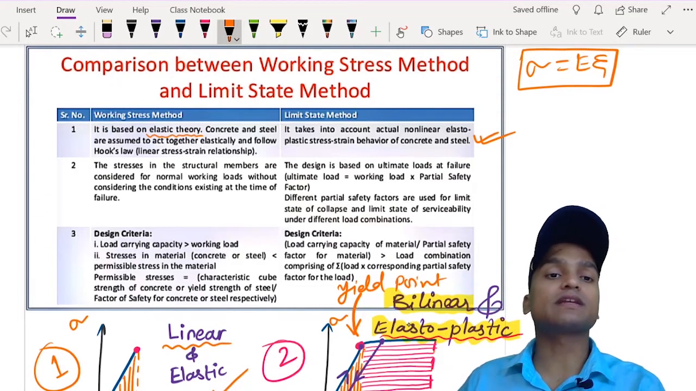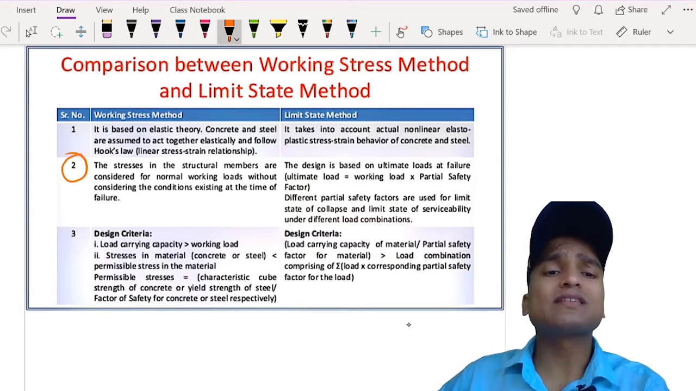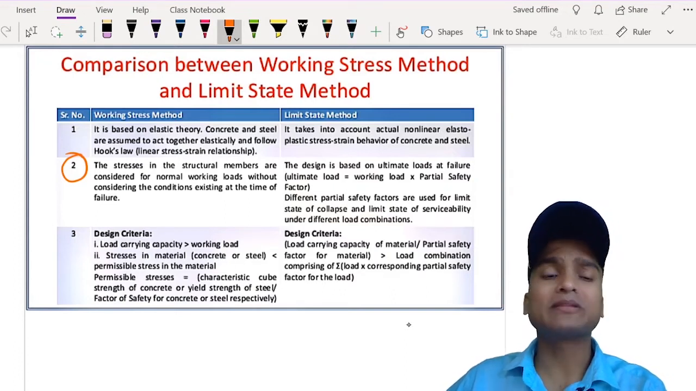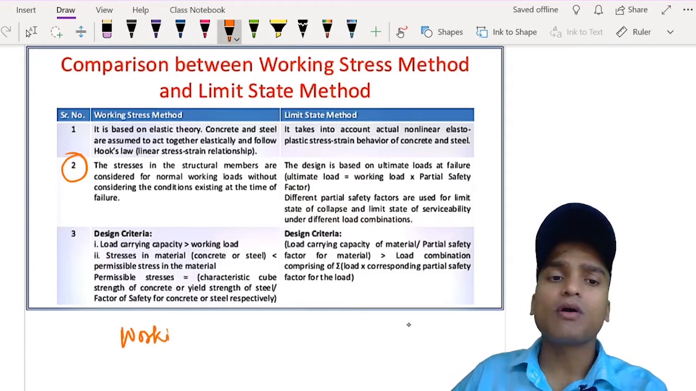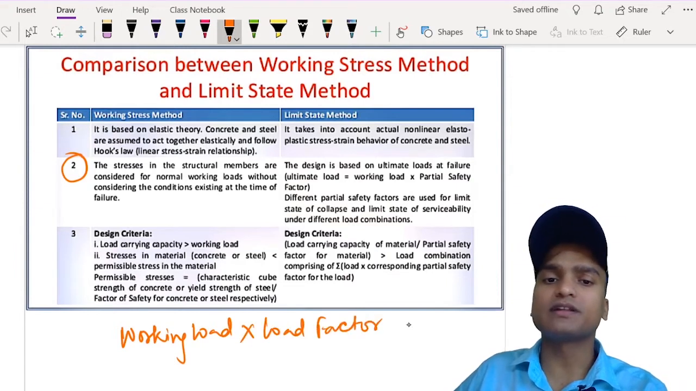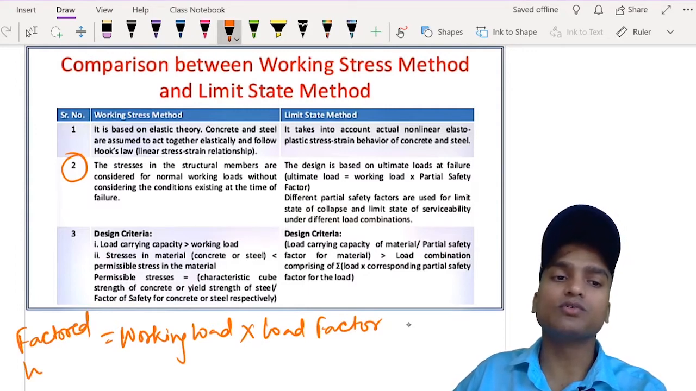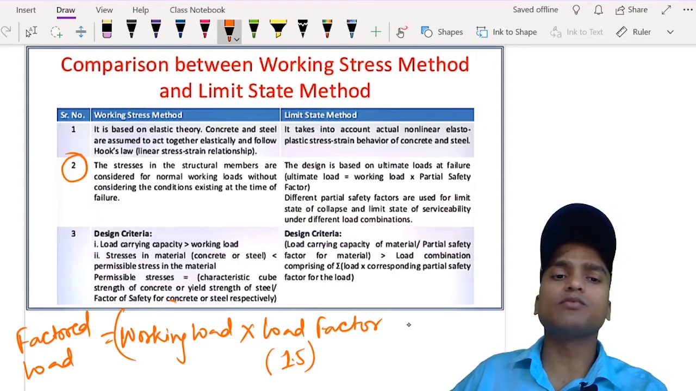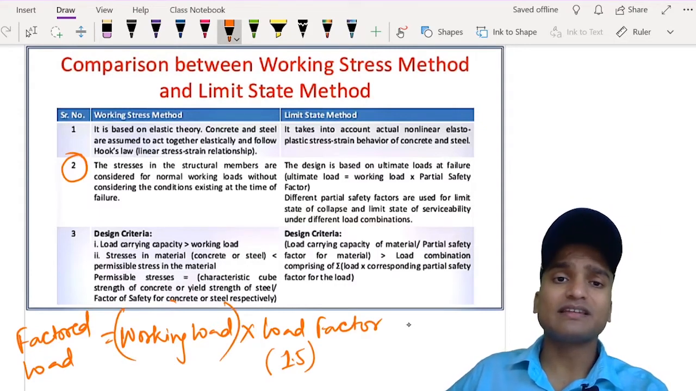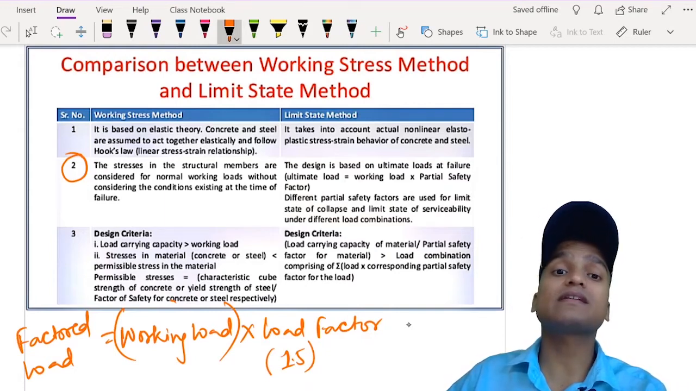So let us come to the second point, which is very easy to understand. It says that stresses in the structural members are considered for normal working loads without considering the conditions existing at the time of failure. और वर्किंग लोड दे दी जाती है और आप उसमें क्या करते हैं? लोड फैक्टर से मल्टीप्लाई करते हैं। लोड फैक्टर जनरली 1.5 होता है और आप डिज़ाइन करते हो WSM में फॉर द फैक्टर्ड लोड, है कि नहीं। So we design in WSM for the working load, whereas in case of limit state we know that design is based on ultimate loads at failure.